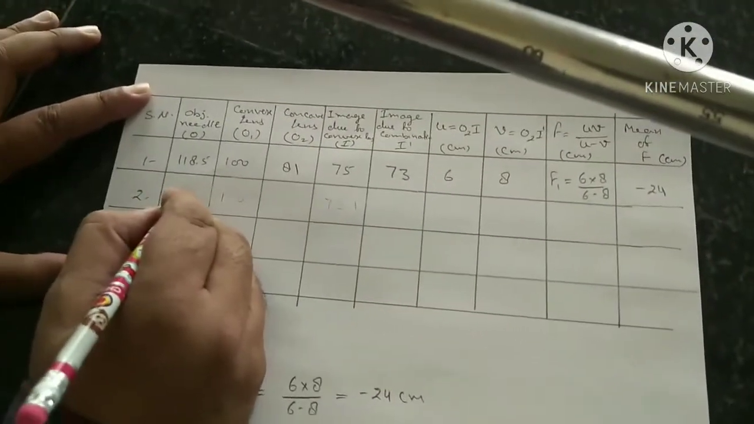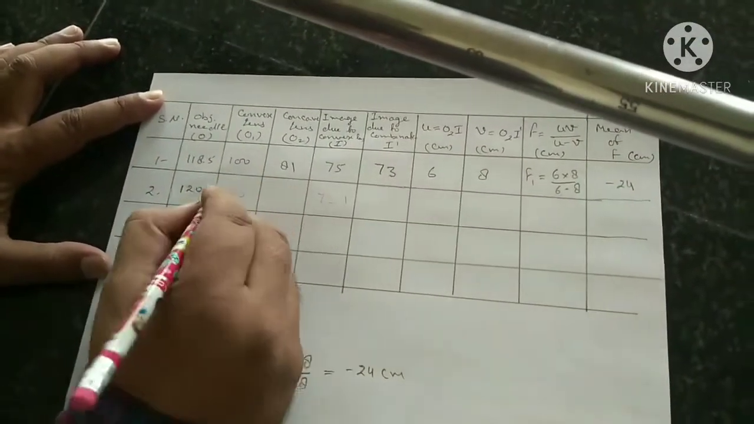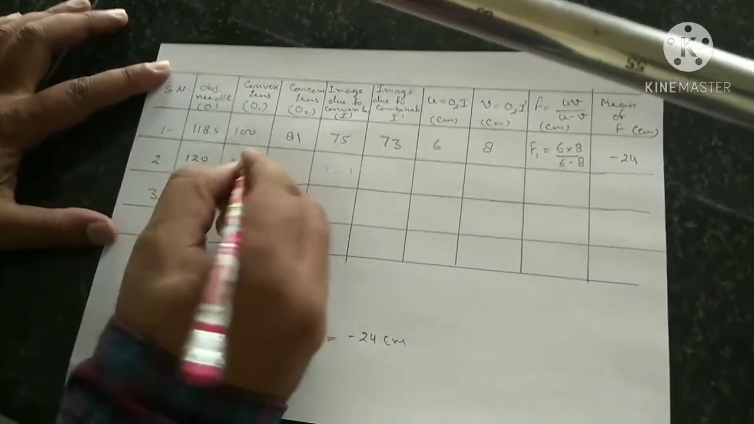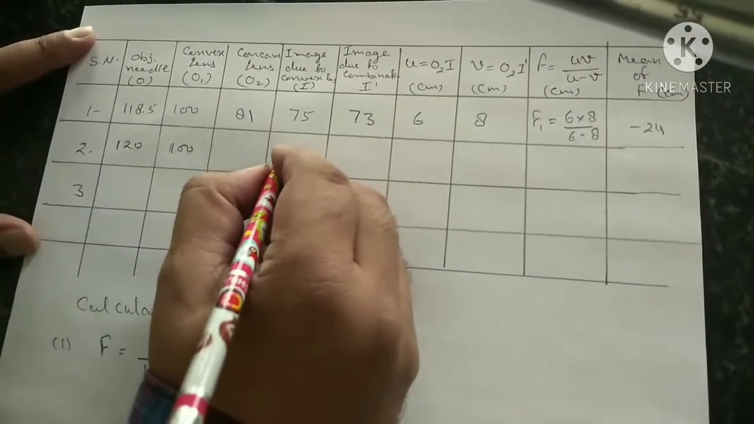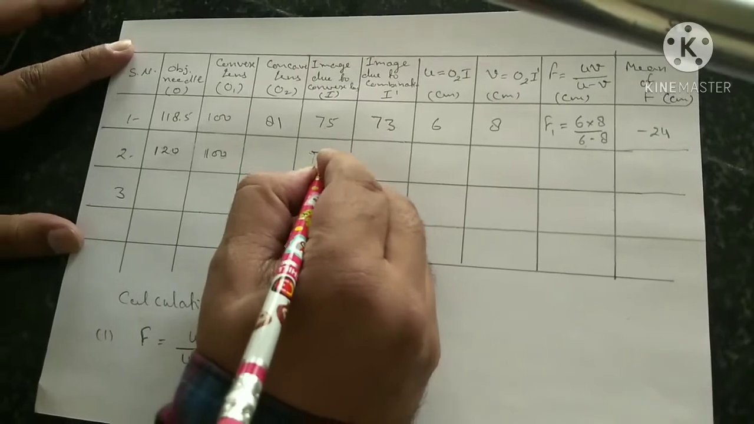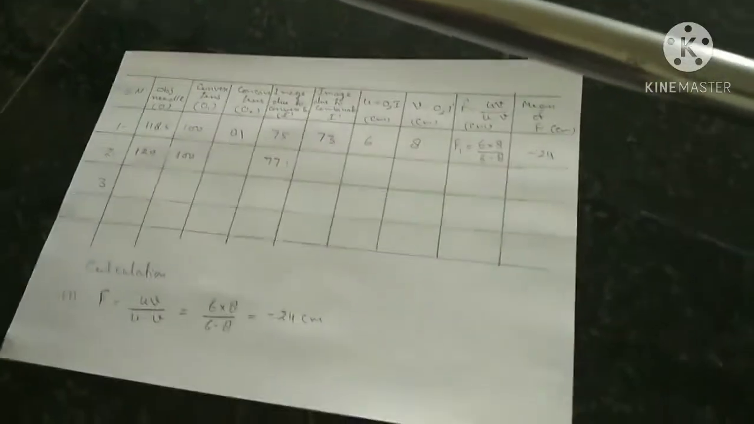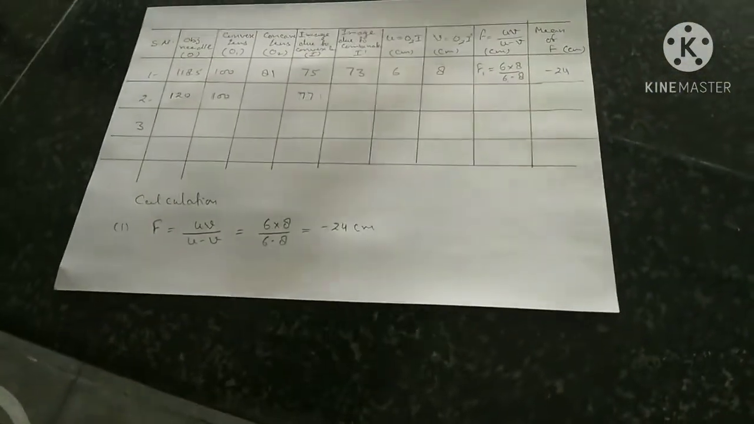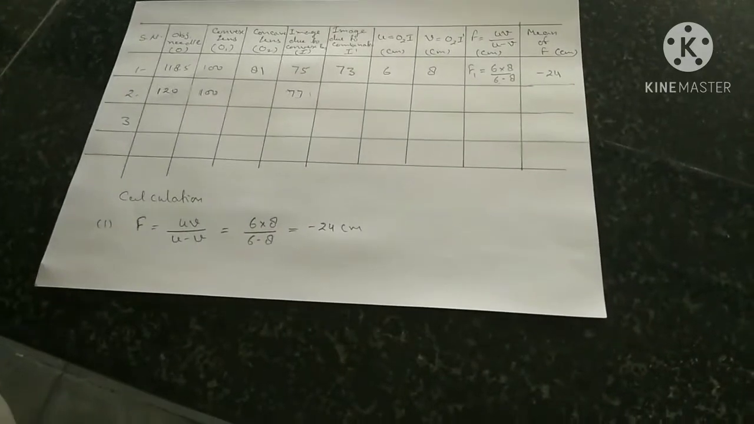Now note down the position of all variables. First, the position of the object pin is 120 centimeter, the position of the convex lens is 100 centimeter, and the position of the image pin is 77 centimeter. Now I have to place a concave lens between the convex lens and the image pin.